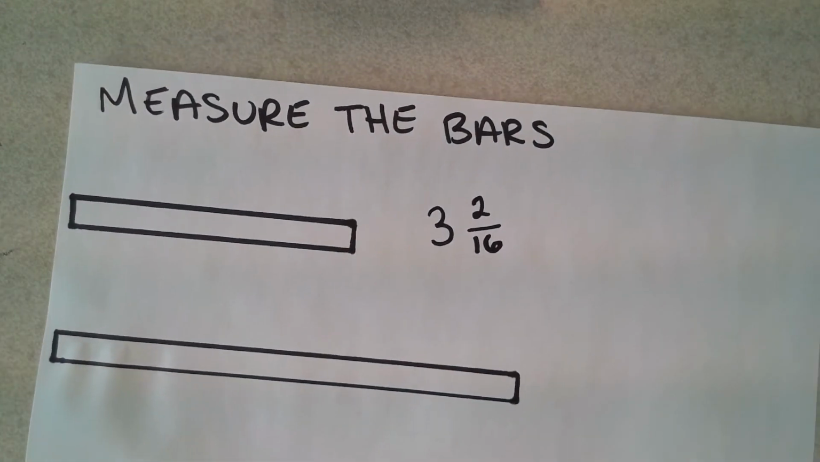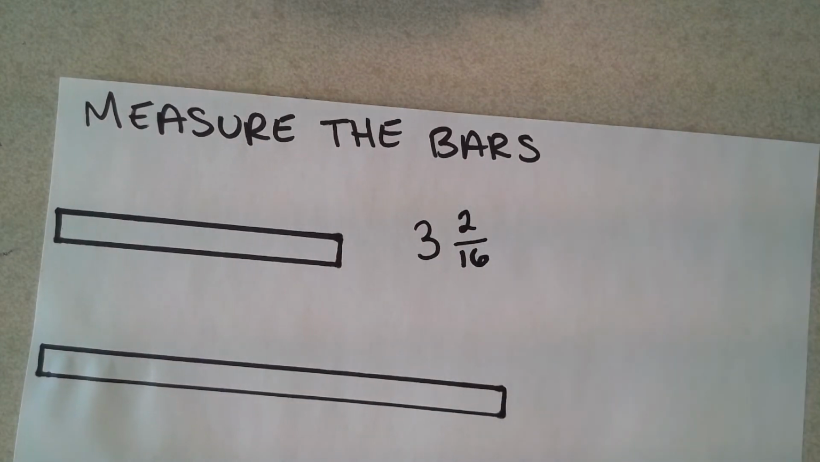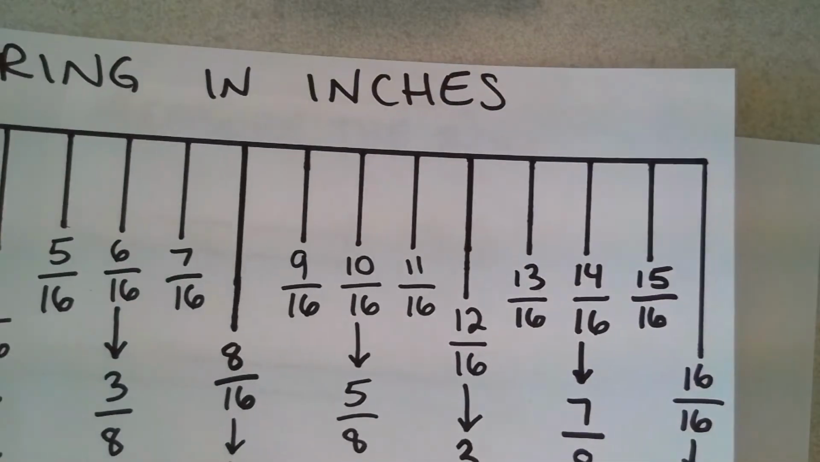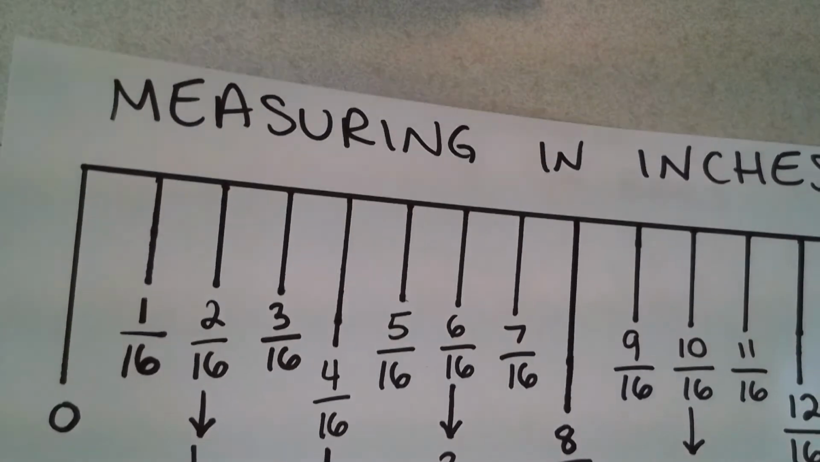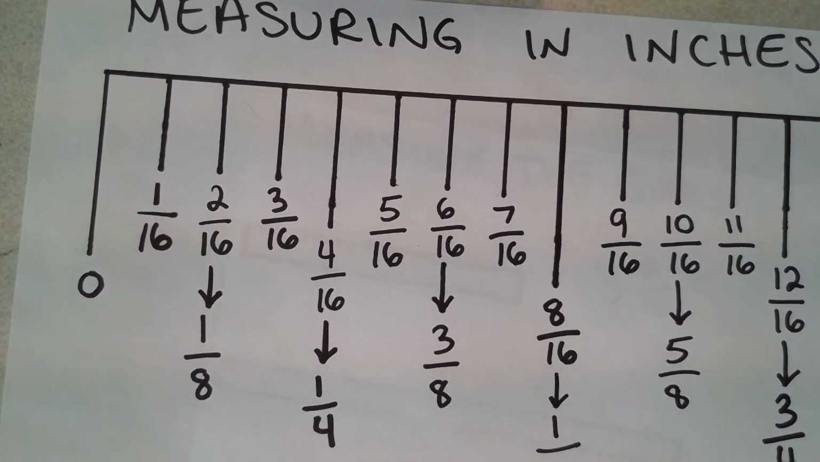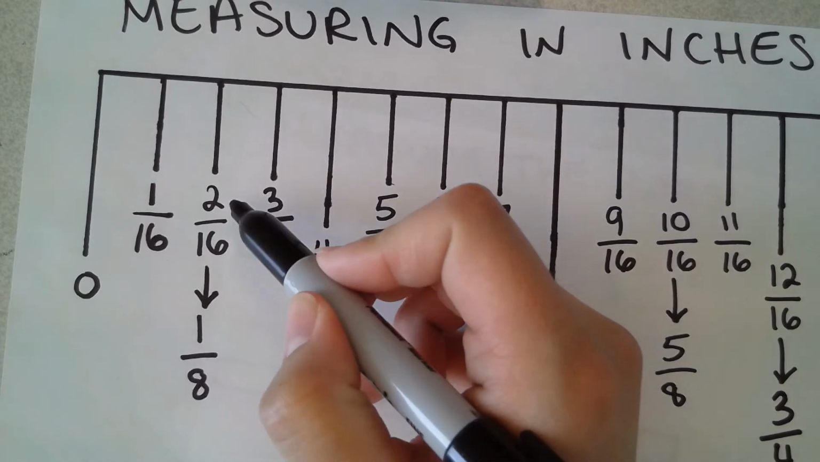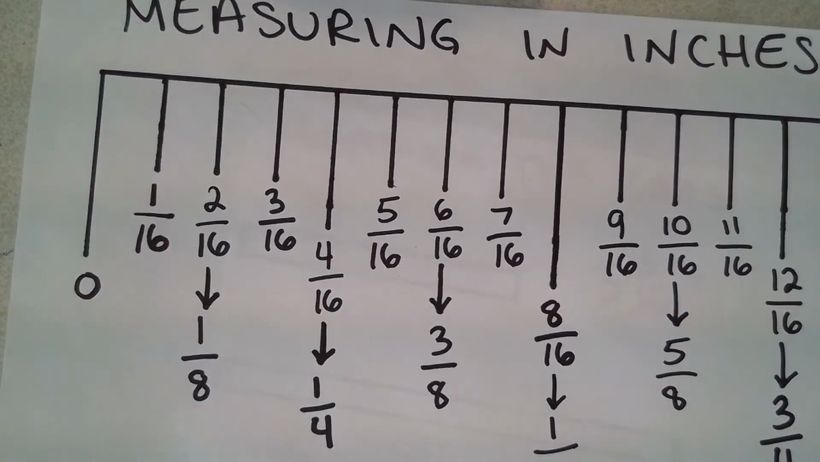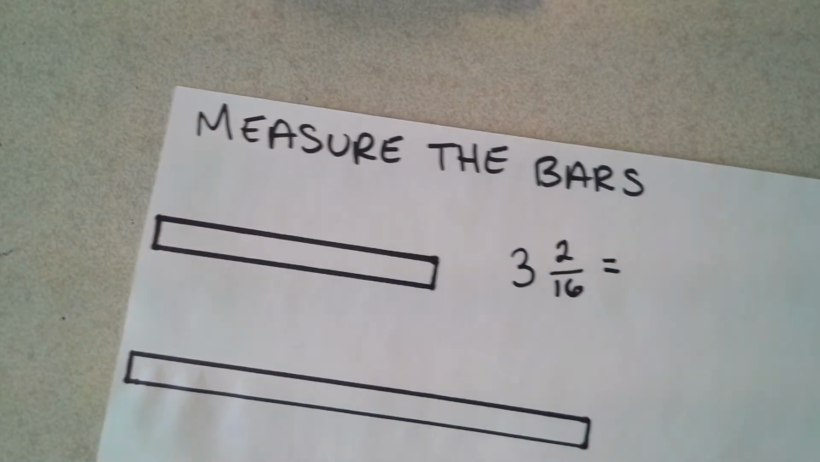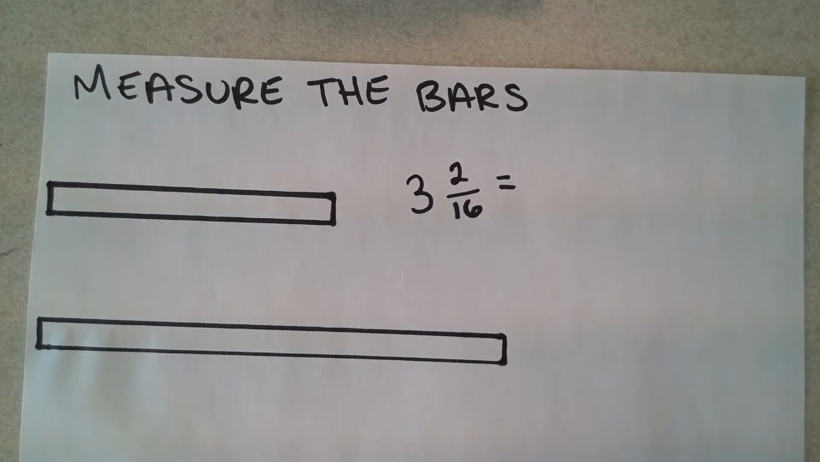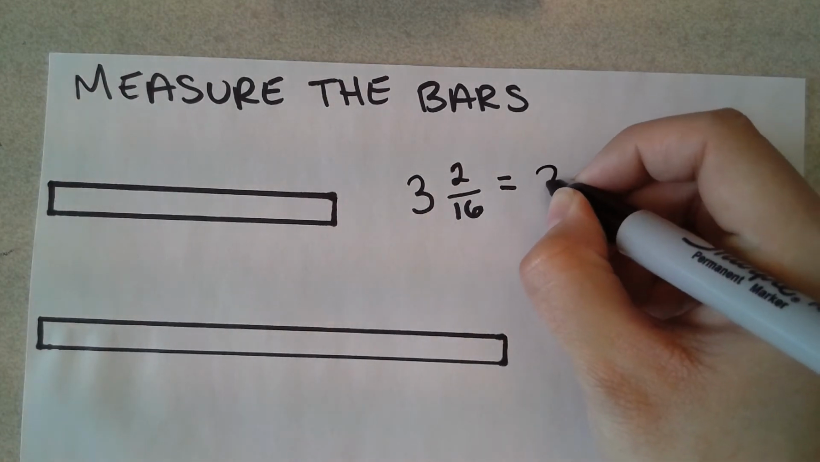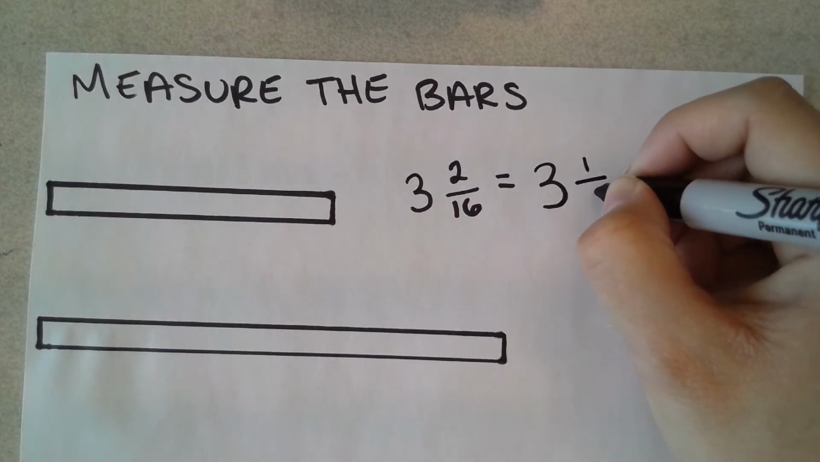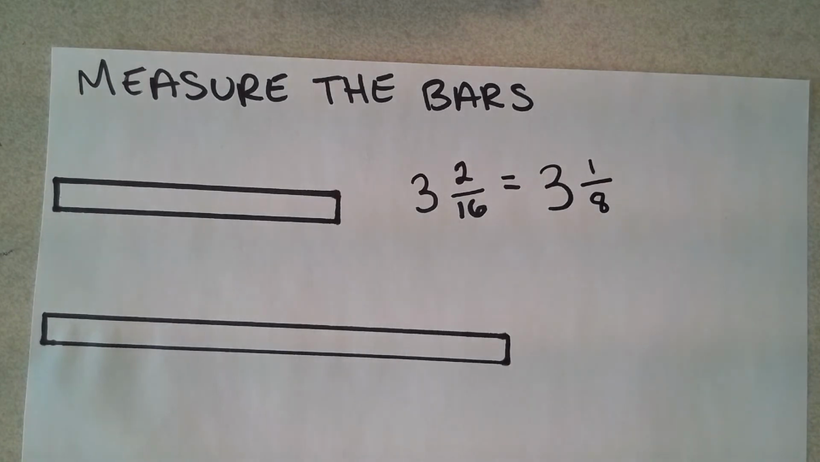Now, remember from before, anytime we have an even number on top, that means we have to reduce. And so we can always take a look back at our measuring in inches, and we can try to find 2 over 16. There it is. And so then we know that that changes into 1/8. So I'm going to do the same over here on my worksheet. That means that 3 and 2/16 is going to equal 3 still. The big number doesn't change. Our fraction reduces to 1/8 though. And then that's it. That's our answer for that one.